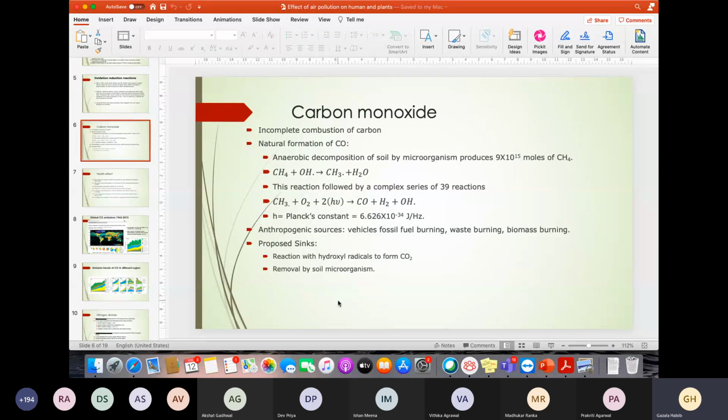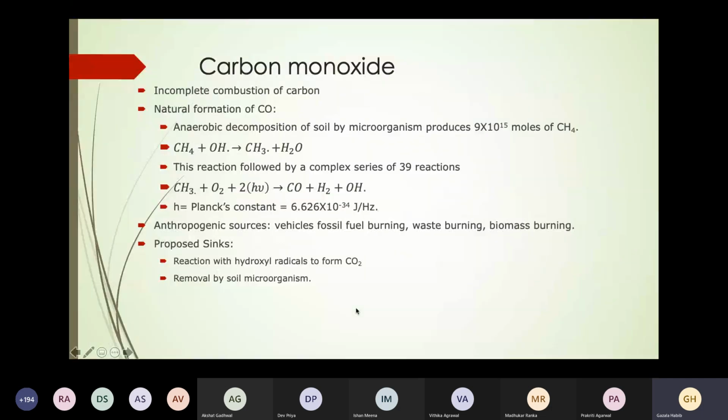Okay, we have 5 minutes. Carbon monoxide comes from incomplete combustion of any carbonaceous fuel, including wood, coal, diesel, etc.